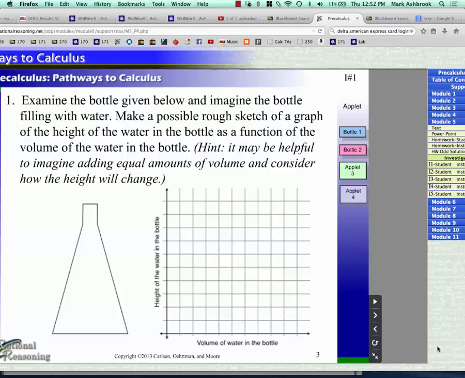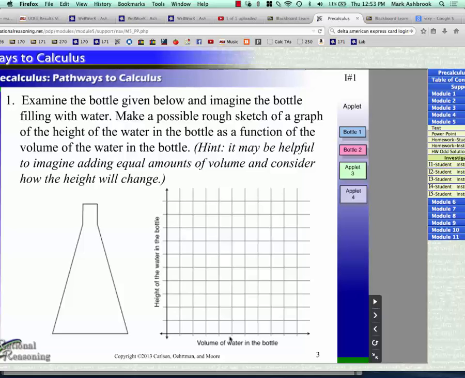So what do we want to do first? The first thing was to determine which is going to be the input quantity and which is the output. So what is our input quantity? They're giving you lots of cues here. Is it going to be the height of water in the bottle or the volume of water in the bottle? Remember our language. Something is a function of something else means that the first thing is dependent on the second. So that second thing is where we start.